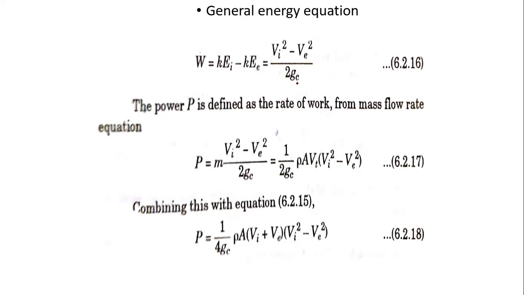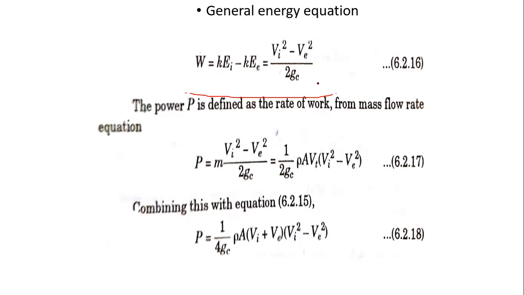So in this system, no heat is added or rejected. If the system neither absorbs nor rejects any heat, it is called adiabatic flow. So the general energy equation reduces to steady state flow work W and kinetic energy in terms of this.